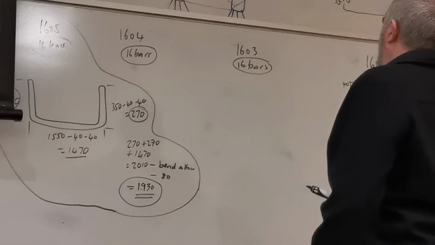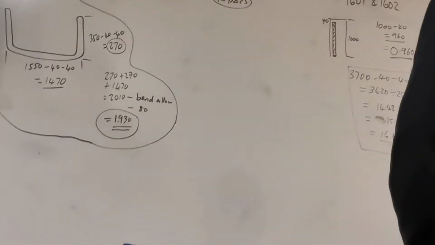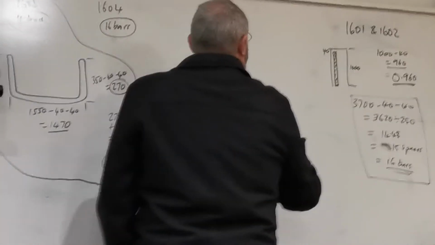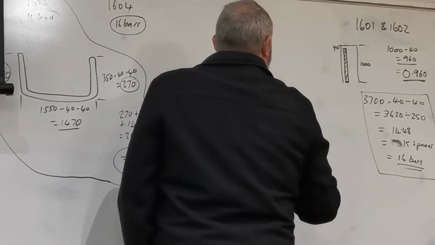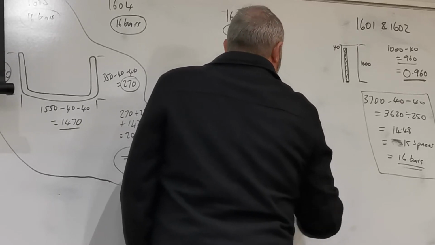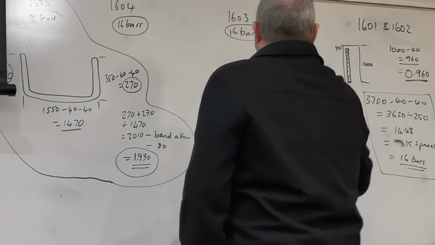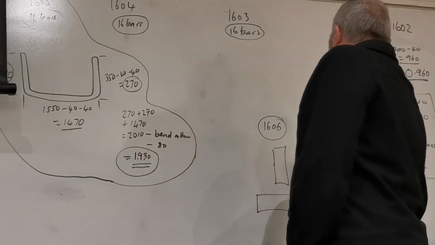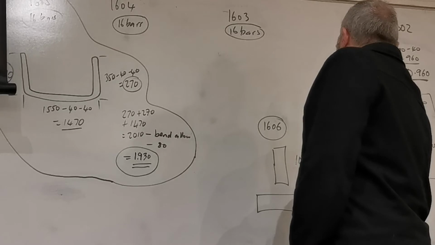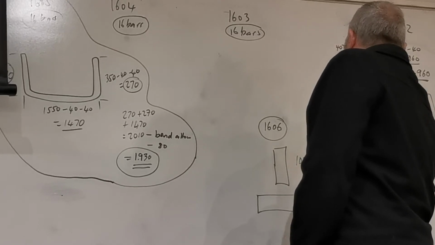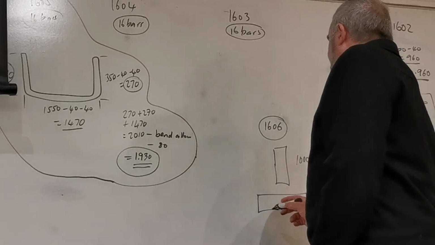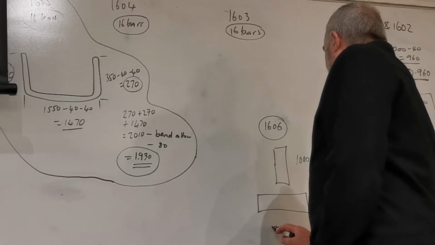Okay, so 1604 and 1603 are a bit special, and for 1606 we need to calculate the number of bars. So 1606, we divide it into the top and the bottom. Now the bottom and the top are done very differently. The top is done by going 1000 minus the cover, divided by 250. The bottom is done by calculating the curve.